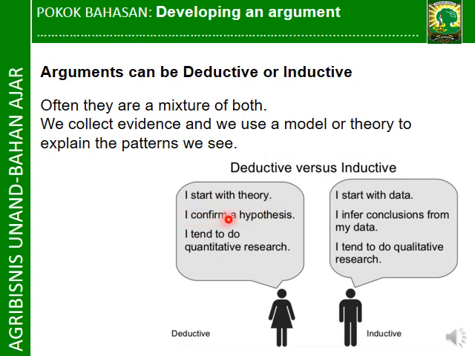This scientist starts with a theory. I confirm a hypothesis. I tend to do quantitative research. This is deductive research. On the right, inductive research. I start with data. I infer conclusions from my data, and I tend to do qualitative research. Two approaches, deductive and inductive, but often scientists use a mixture of both. They start with a theory, and then they see where the data takes them.